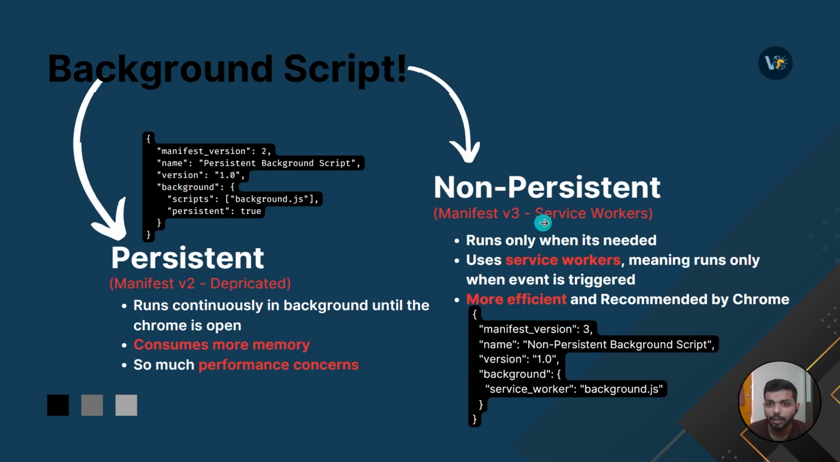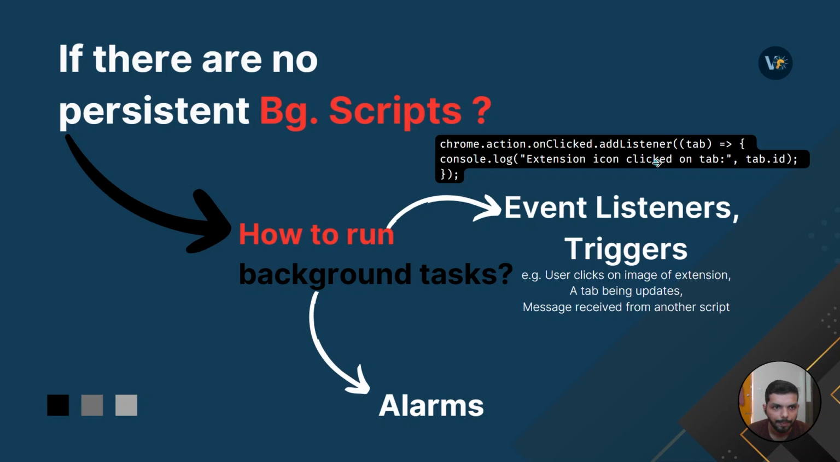But now we have something called the non-persistent background script. Basically, the concept of this type of background script is to run the script only when some events are triggered. So these scripts run only when they are needed. These are the two types of background script that we have seen.